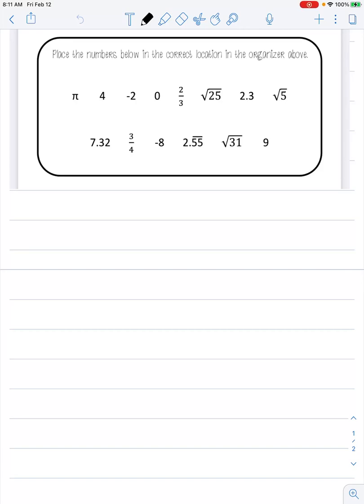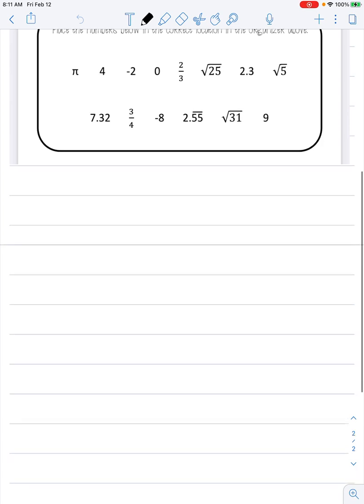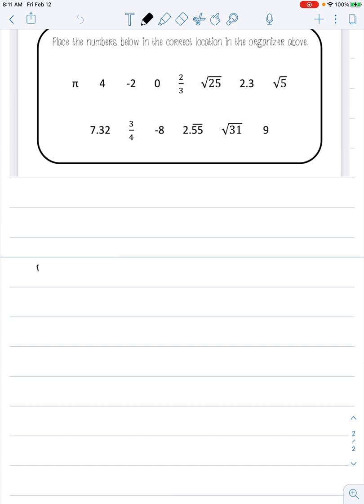Hey guys, today we're going to check our number systems practice. So the first thing I want to go over is if you received a note to correct your graphic organizer, let's do that. So first, I want you to draw a big rectangle.